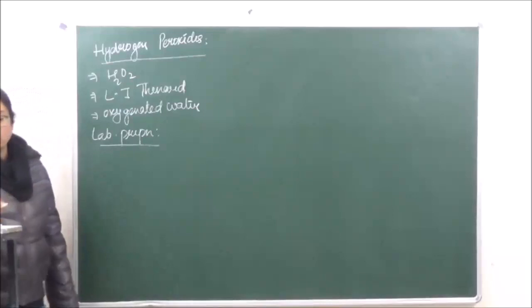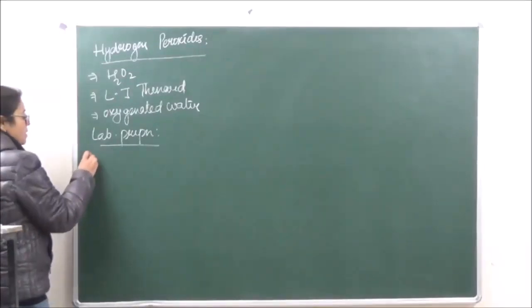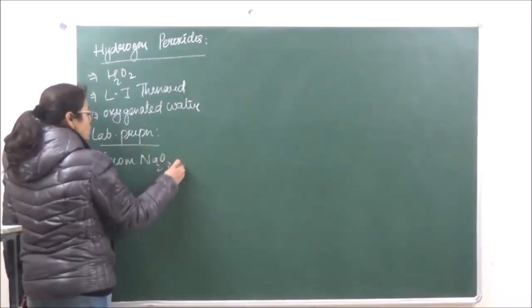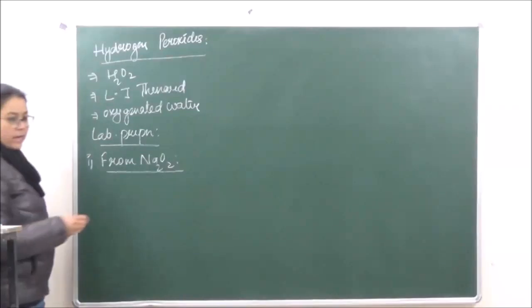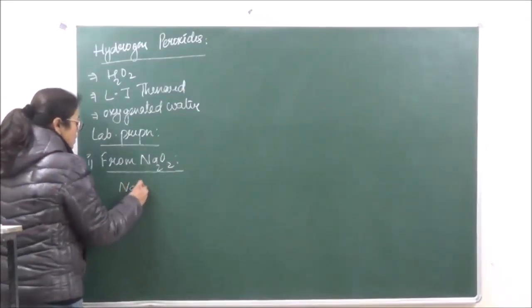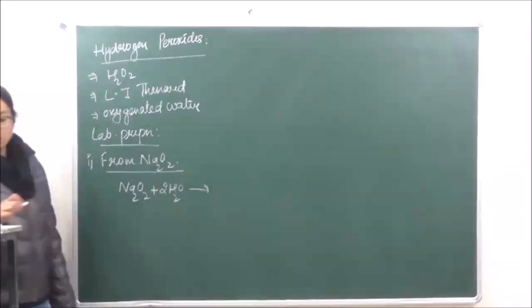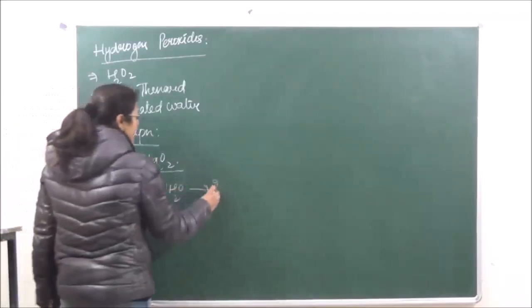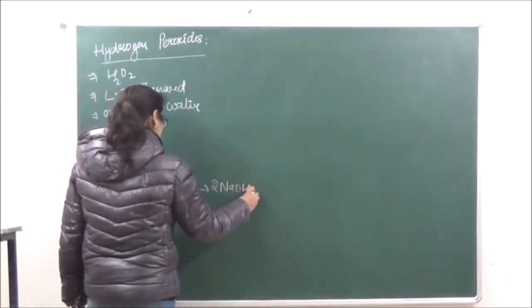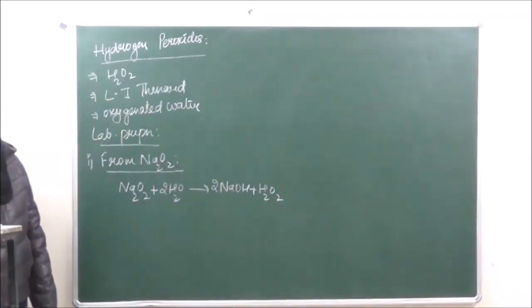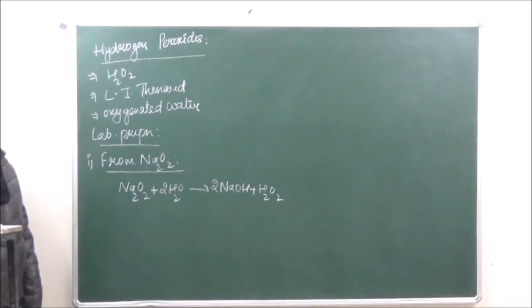Lab preparation of hydrogen peroxide. It can be prepared from sodium peroxide. So we are going to react sodium peroxide with water, when we are going to get an alkali plus hydrogen peroxide. Now sodium peroxide in small amounts at a time is going to be added to cold 20% sulfuric acid such as to get H2O2.